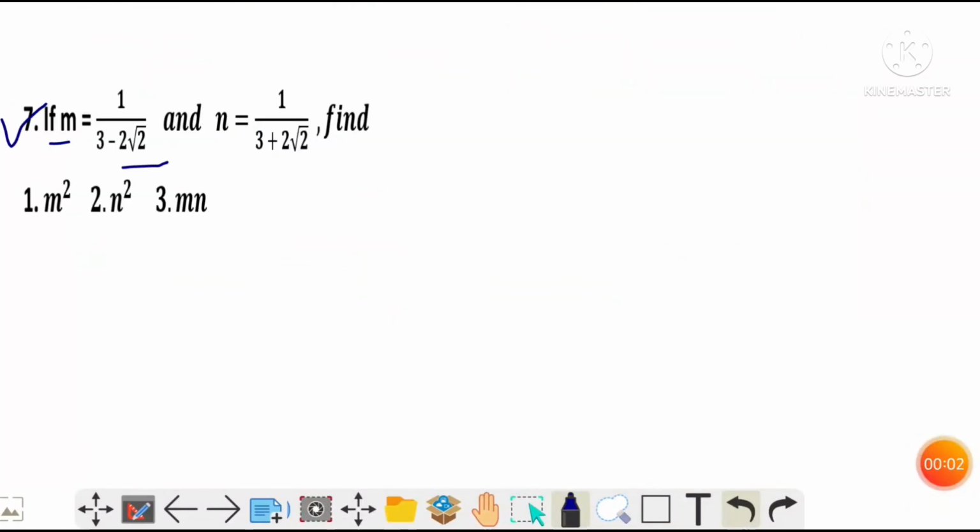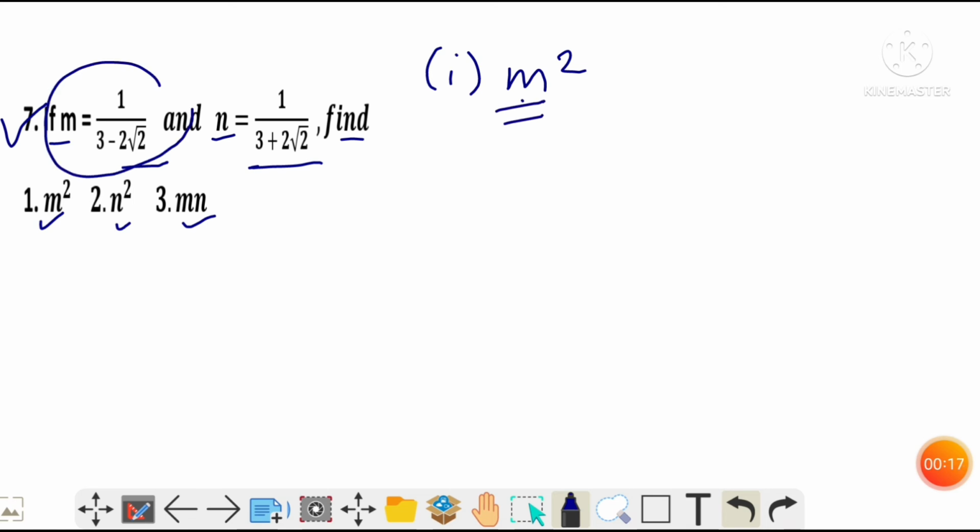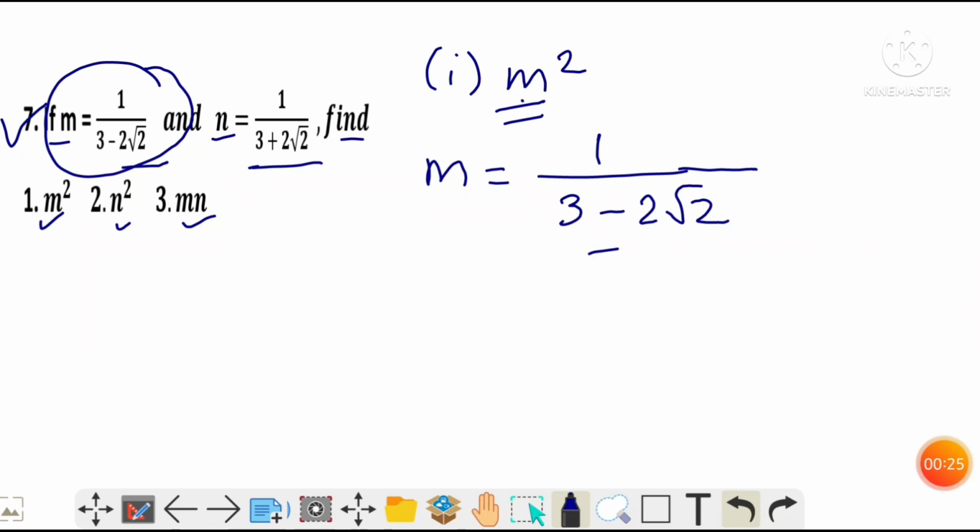Next, question number 7. If m equals 1 by 3 minus 2 root 2, n equals 1 by 3 plus 2 root 2, we have to find the value of m square, n square, and mn. So question number 1 is m square. First we have to see the value of m, that is 1 by 3 minus 2 root 2.